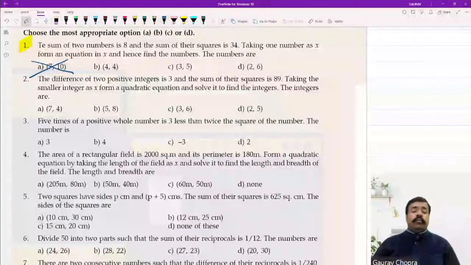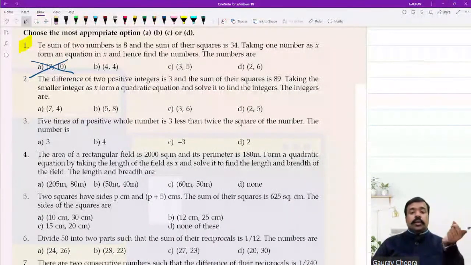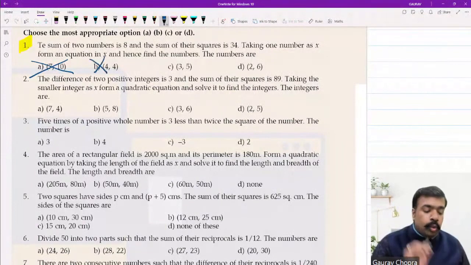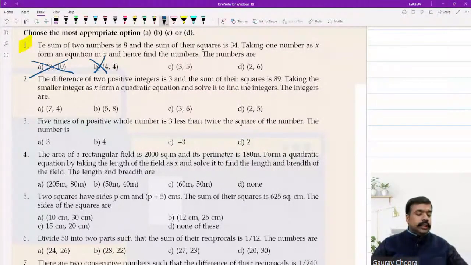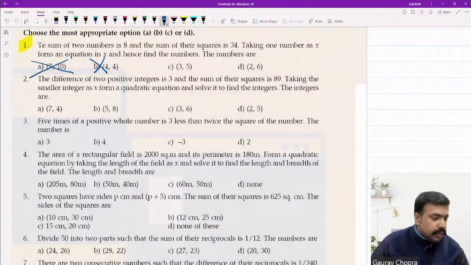Second one, 4 and 4. Now the sum is 8. If we square and add them, 4 square is 16, so 16 plus 16 is 32 and not 34. So this B option is incorrect.